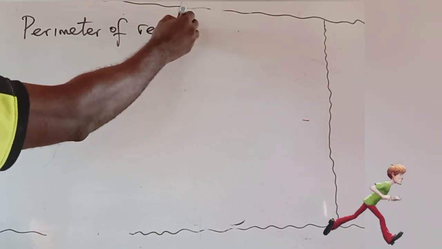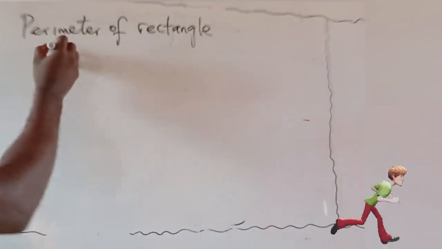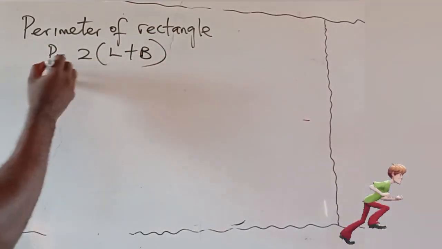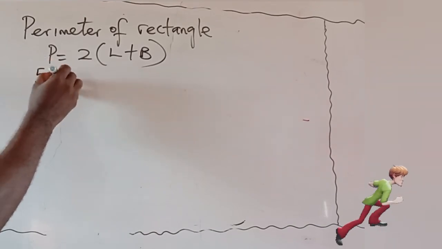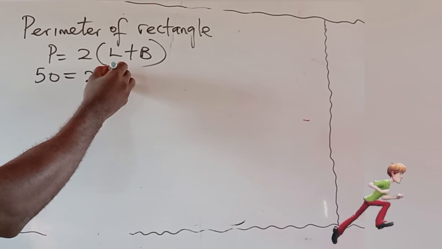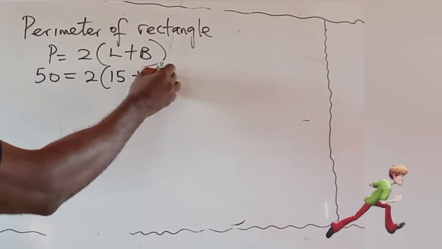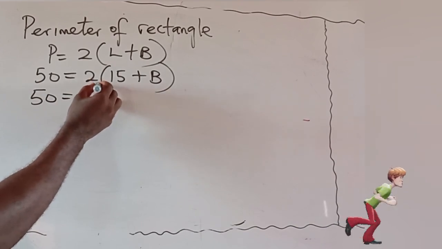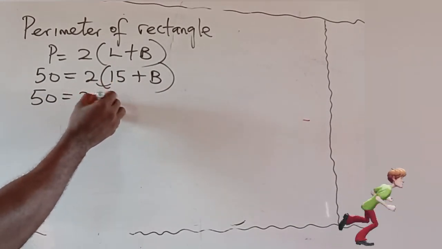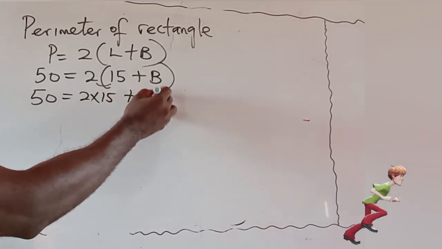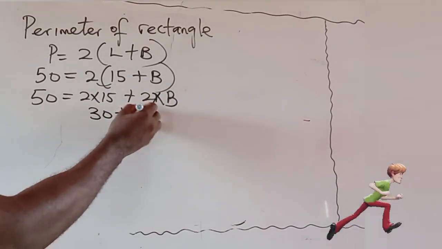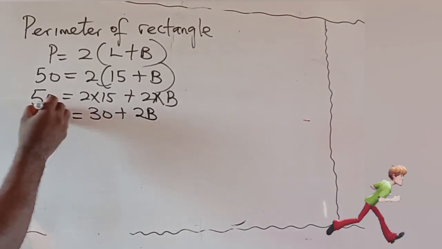Whenever we are talking about perimeter of rectangle, don't forget, it equals 2(length plus breadth). Now we have been given the perimeter to be 50, equals 2 open the bracket, then this will be 15 plus b. Now 50 will be equal to 2 times 15. Don't forget, 2 multiplied by 15 plus 2 multiplied by b. So this one will be 30 plus 2b equals 50.